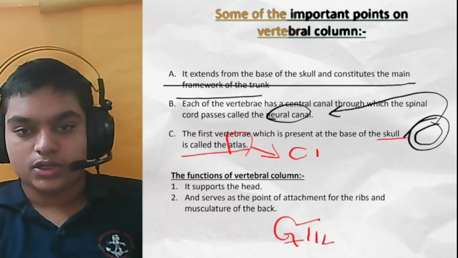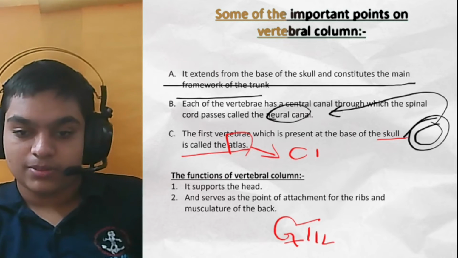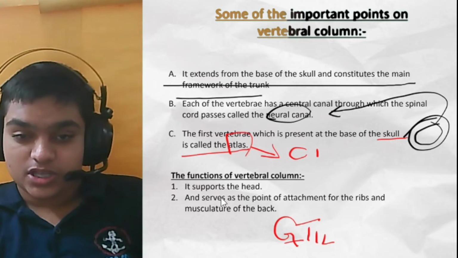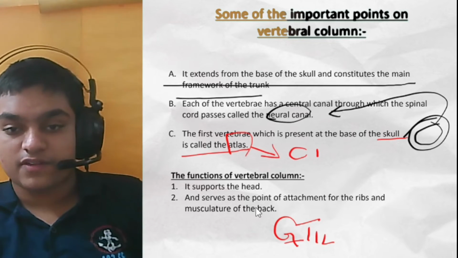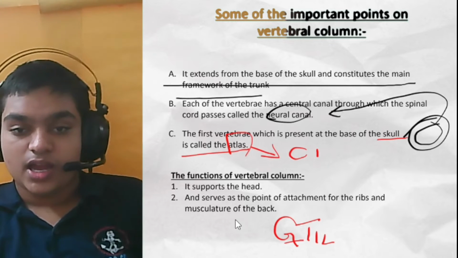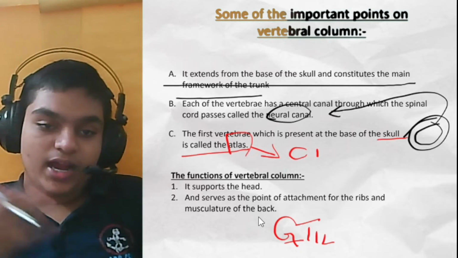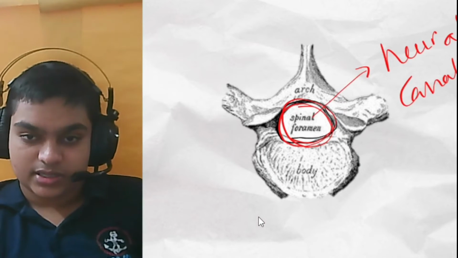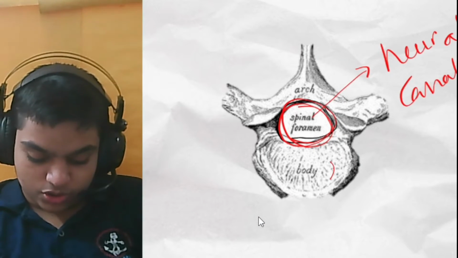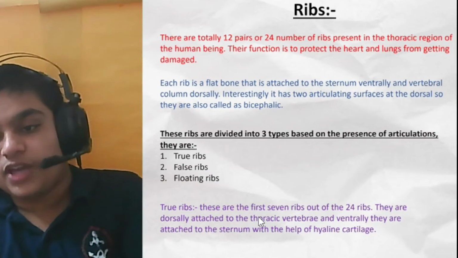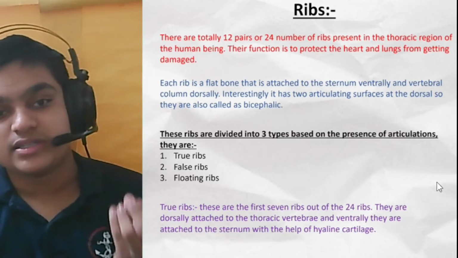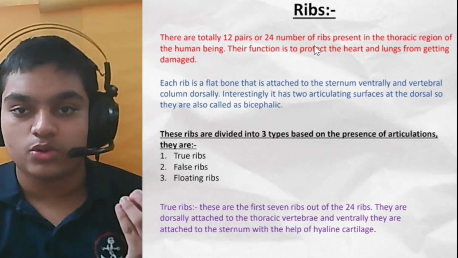Now coming to the main functions of the vertebral column. It supports the head, which is obvious. It serves as the attachment point for the ribs and musculature of the back, the muscles and everything. I have put this image only to show you this is the spinal foramen or neural canal. Now, we have completed the vertebral column. Now let's move on to ribs.